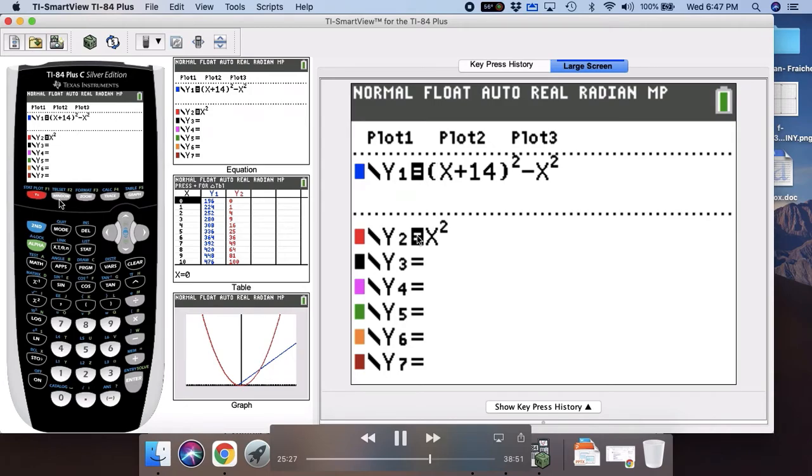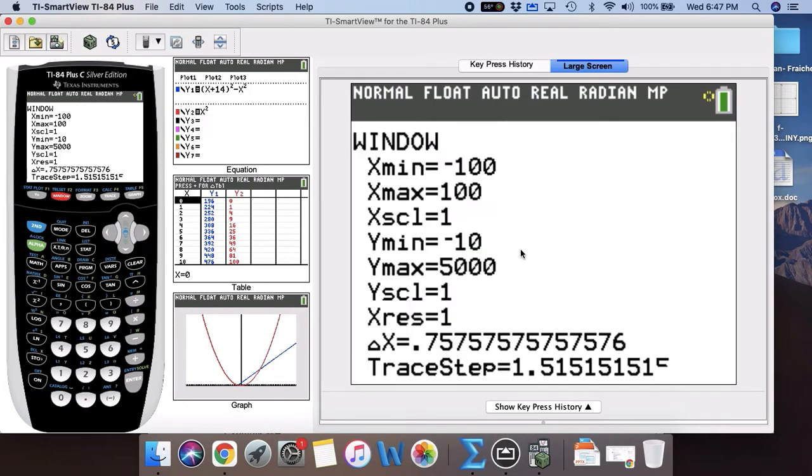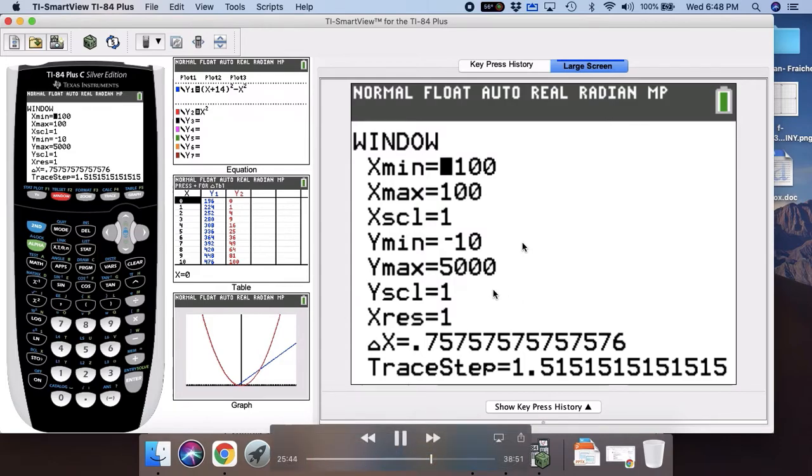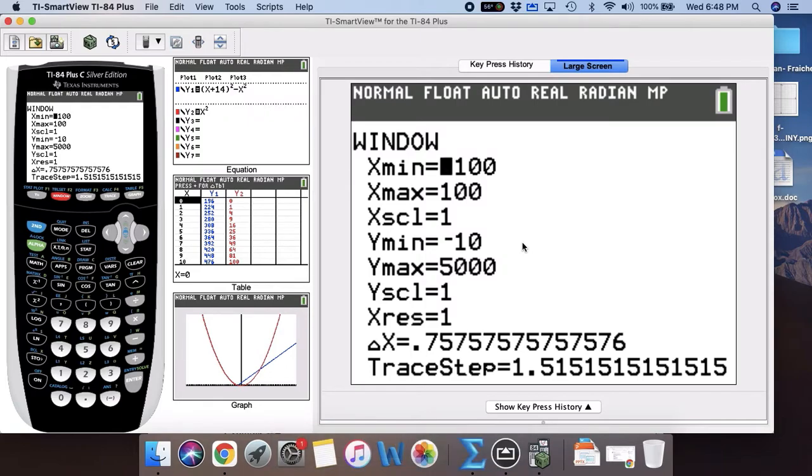Then we go to the window. This is the window I used: negative 100 to positive 100, y minimum still negative 10, but I went up to 5,000. I could have gone lower, it doesn't have to be that high, but this was enough to see the intersection. The intersection I need has to be positive. You can't have a negative x value here because x represents the picture frame, and you can't have a negative length of a picture.